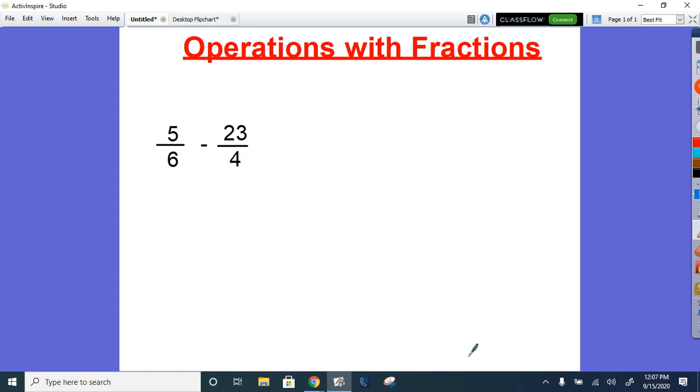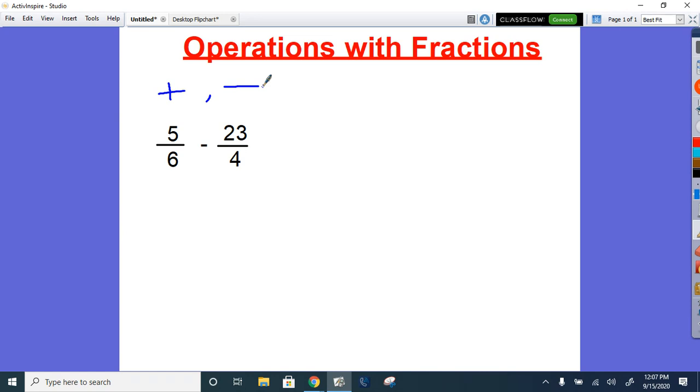Today we're going to touch on operations with fractions: basic addition, subtraction, multiplication, and division. Okay? So here I'm really going to focus on just subtraction, but these rules still apply for addition and subtraction when we're talking about operations with fractions.